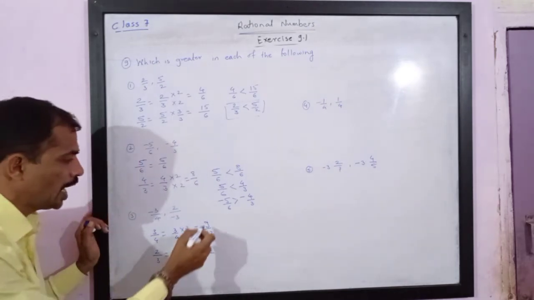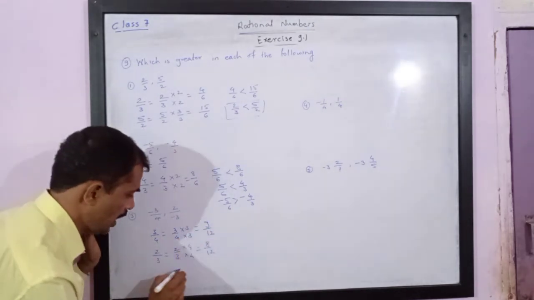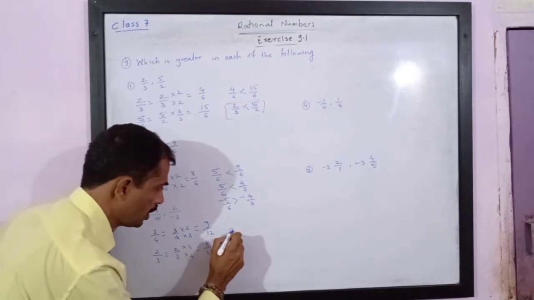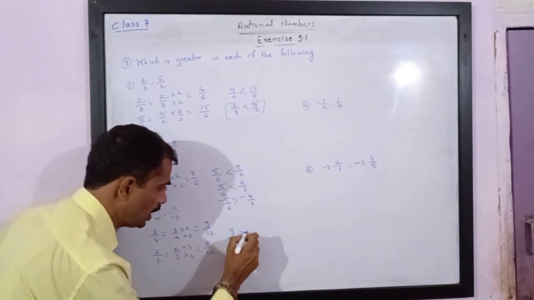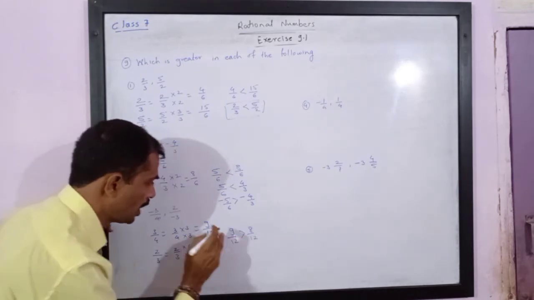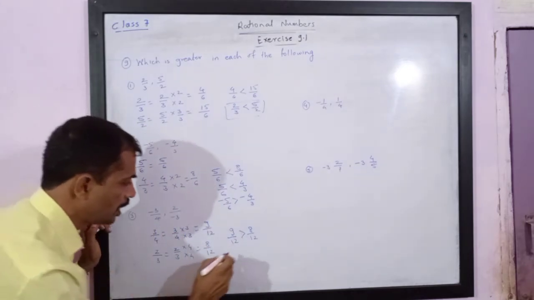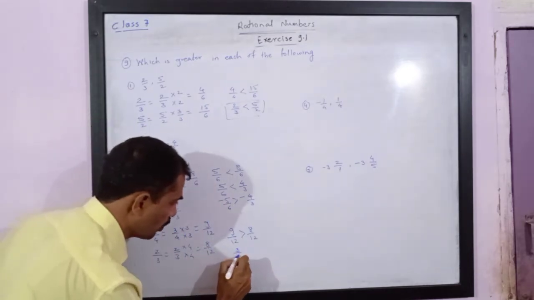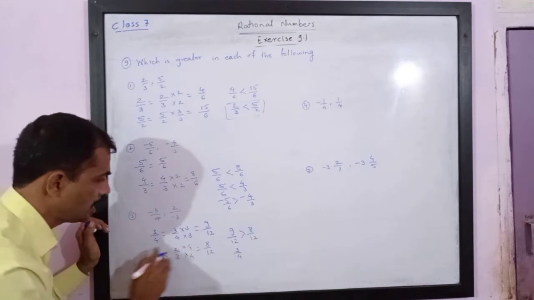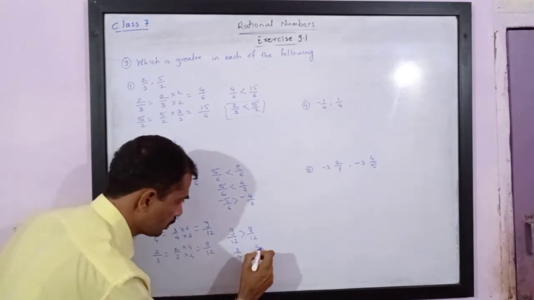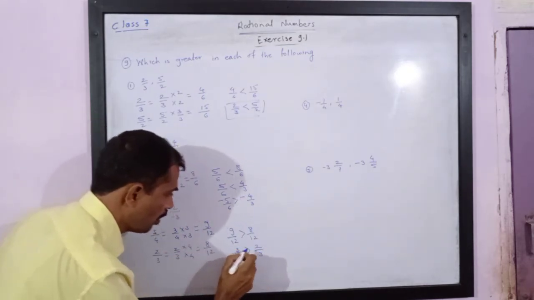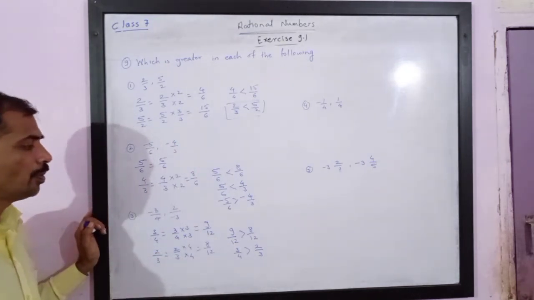Please note, 9 upon 12 is bigger than 8 upon 12. But 9 upon 12 is nothing but it is equal to 3 upon 4. And 8 upon 12 is nothing but 2 upon 3. So 3 upon 4 is greater than 2 upon 3.